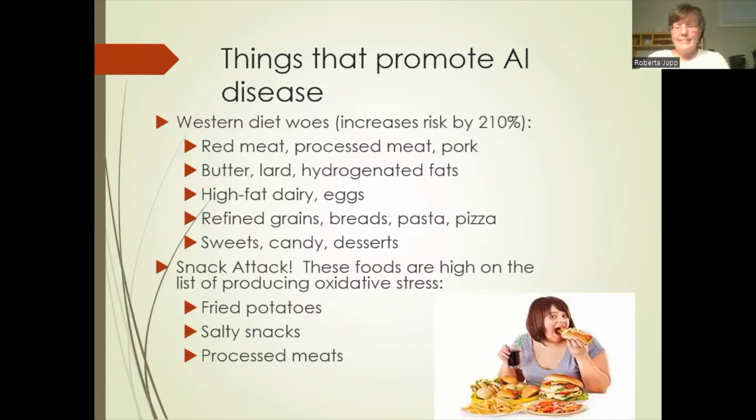Uh-oh, diet. Here we go with diet. The Western diet can increase our risk of inflammation by, look at that, 210%. So we see a lot of high fat types of foods here. And then snack attack, you can see this young lady on the bottom, she's having a nice snack there. And a lot of these foods, the fried things, the salty things, the processed foods, the sweets, the candies, and the desserts. Now, does this mean you can't ever have these things?